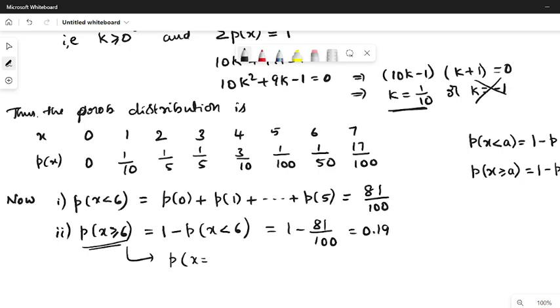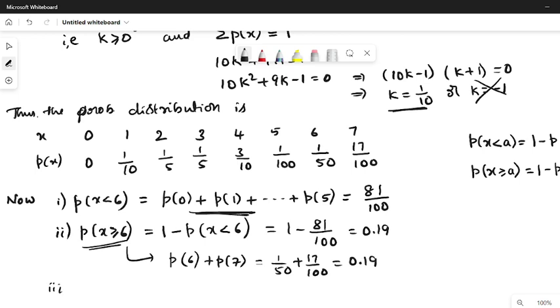Or if we write this just like the previous point, it will actually be P of 6 plus P of 7. So that is 1 by 50 plus 17 by 100. Check, that also comes to 0.19.